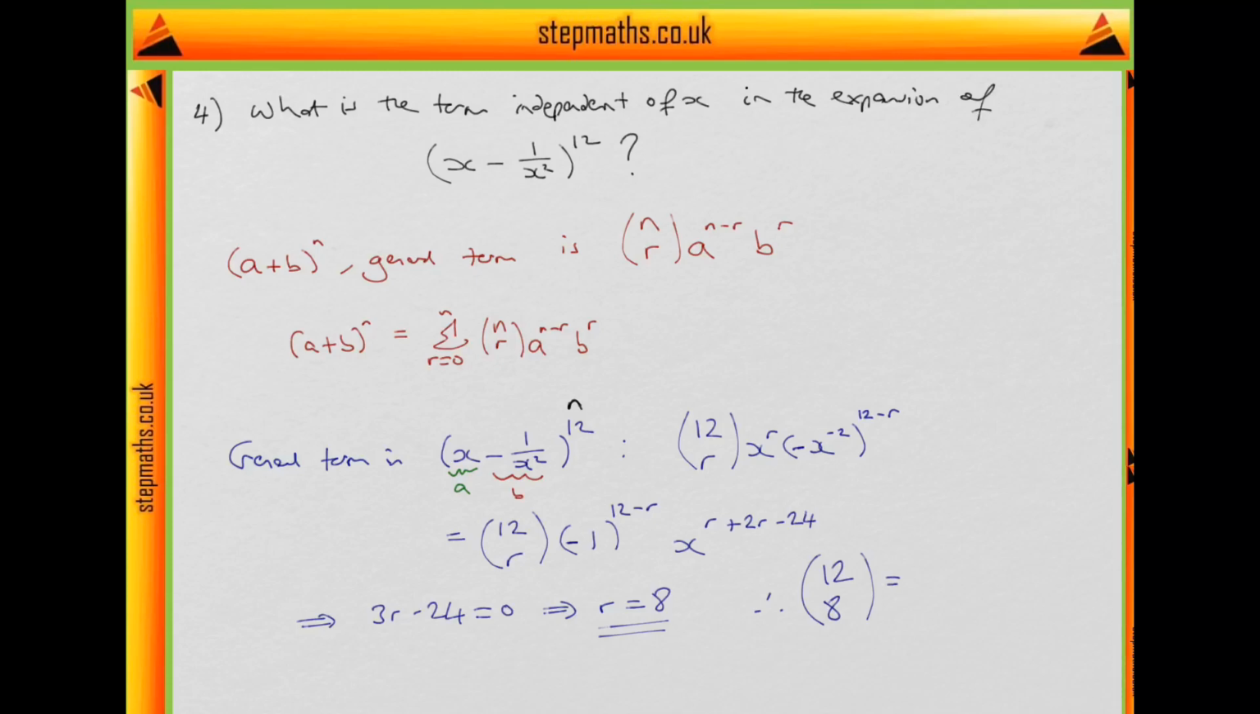And 12 choose 8, well, that's 12 factorial over 8 factorial times 4 factorial. And when you evaluate that, that comes out to 495.